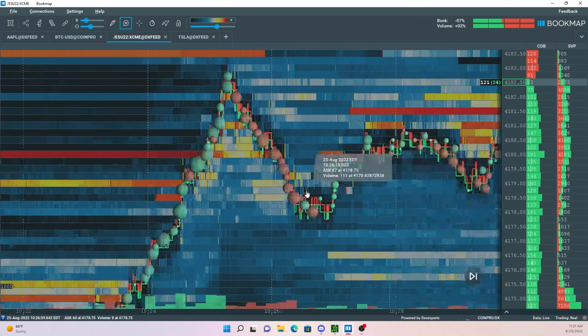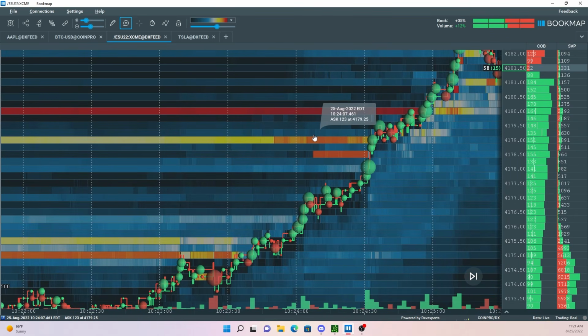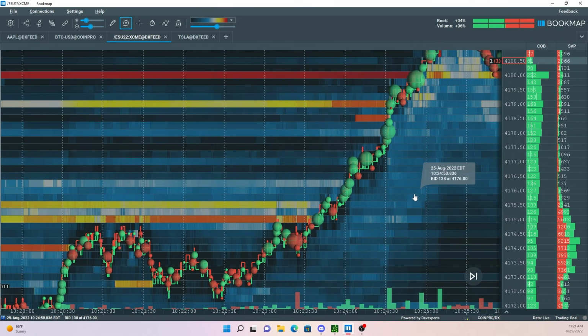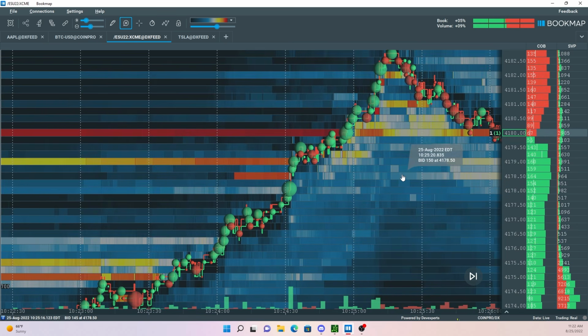Now on Bookmap, as you can see, we have all these different colored bars: orange, red, yellow, blue, dark blues, etc. Over here, we have COB, which is the current order book. I pay very close attention to that when we're coming up to a major level. And then we have the session range volume profile. Honestly, I don't pay too much attention to that. I know there's a lot of people that do.